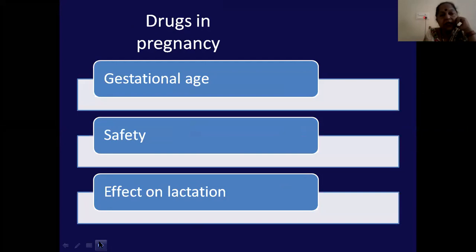Whenever you are taking a history and writing any prescription for any woman, you should always ask her last menstrual period. Inadvertently, many prescriptions are given without asking the LMP, and in the first trimester many women take over-the-counter drugs, and teratogenic effects can occur. The second consideration is the safety of the drugs, and third is the effect on lactation.